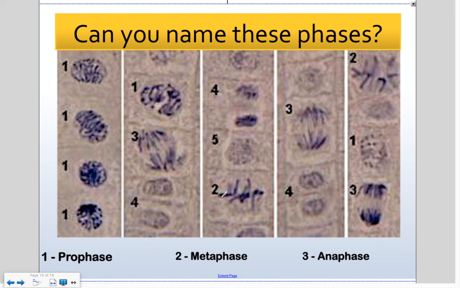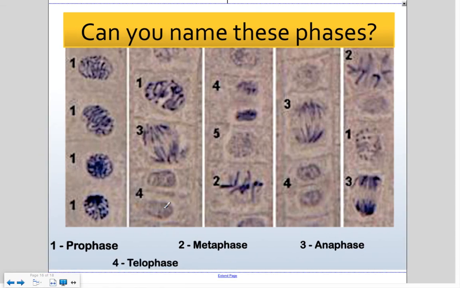Number 3, we have anaphase. This is a good picture down here where the chromosomes are being pulled to different sides of the cell. Number 4, we have telophase. We can see that we have two separate nuclei forming.